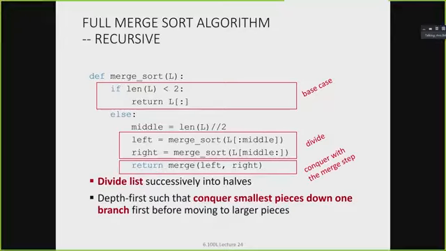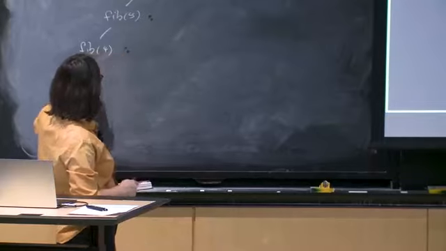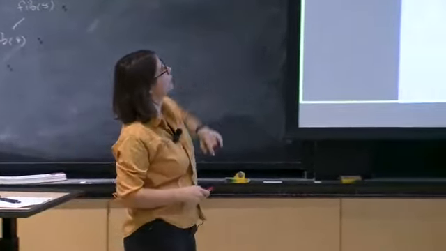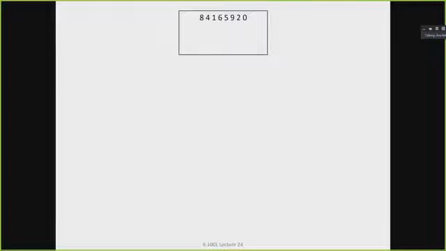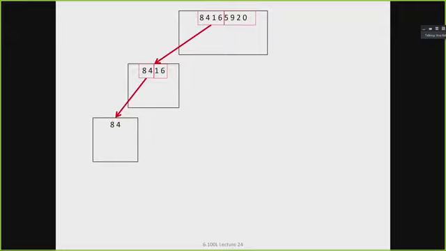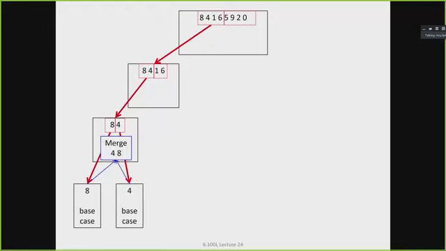Okay, so let's step through. I've got my original list here, and this is where we're going to be thinking about how we step through, like Fibonacci. Here's my original list. The first step is to figure out the left part. So we're going to divide it in half, and I need to figure out the sorted version of 8416. But it's not my base case, so I need to figure out the sorted version of the left part of that, the 84. Again, it's not my base case, so I need to figure out the sorted version of the left, just the 8. It's single by itself, so that's just going to be the 8. Then we can figure out the right half of it. It's 4 by itself, and we merge them.